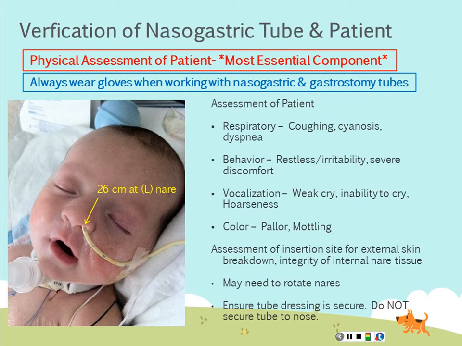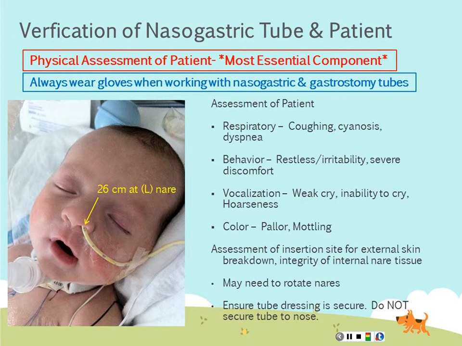When verifying enteral tube placement, you always want to make sure that you're wearing gloves when working with any type of enteral tube, nasogastric, gastrostomy, jejunostomy, any type, because you may come in contact with gastric secretions. Again, physical assessment of your patient is the most essential component in determining whether your tube is in place. So you always want to look at your patient.